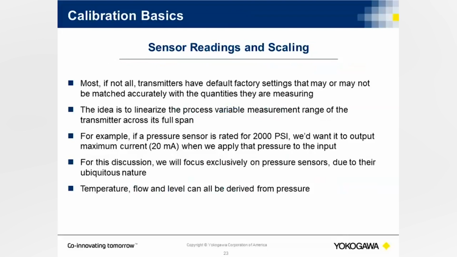So, sensor readings and scaling. Most, if not all, transmitters have default factory settings that may or may not be matched to the quantities they are measuring. The idea here is to linearize the process variable across the transmitter's full span. For example, if we have a pressure sensor rated for 2000 psi, we want it to output maximum current when we apply that pressure to the input. For the remainder of this discussion, we will focus on pressure sensors. Other quantities can all be derived from pressure.